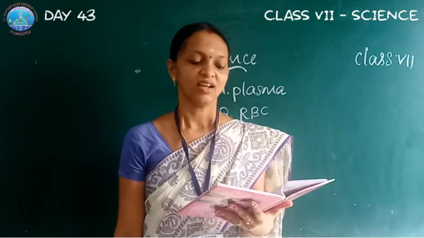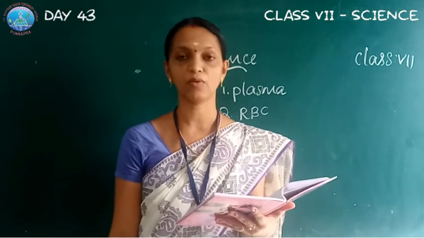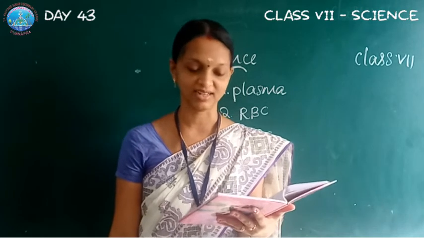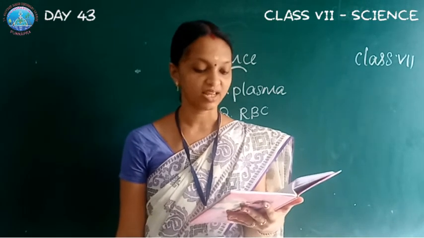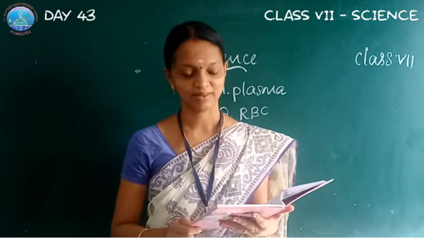Next question, what makes the blood look red? A red pigment called hemoglobin gives the blood its red color. This pigment helps in carrying oxygen to various parts of the body by blood.